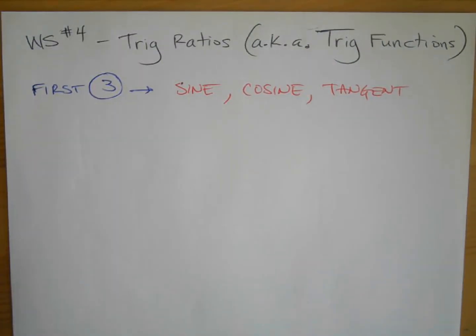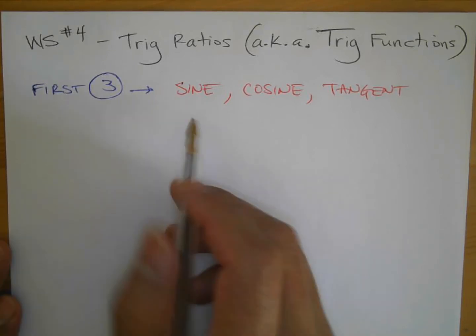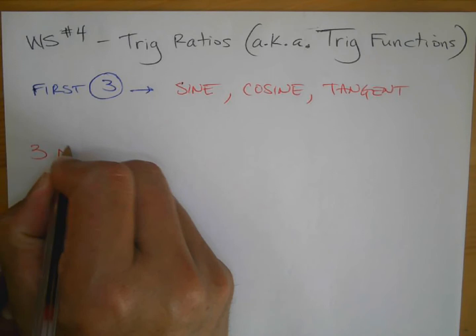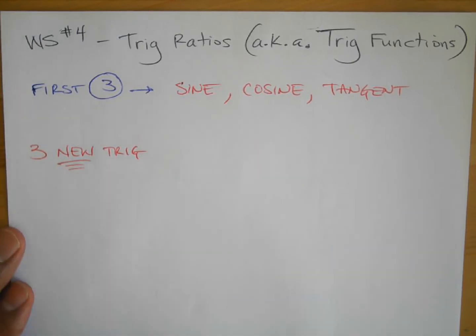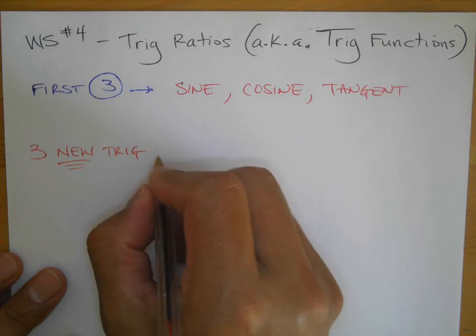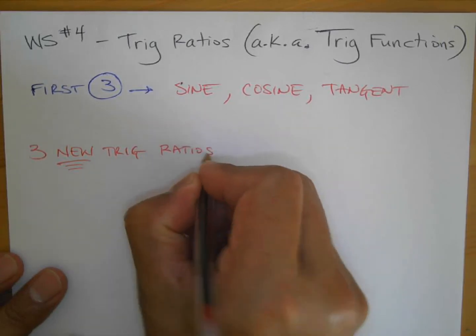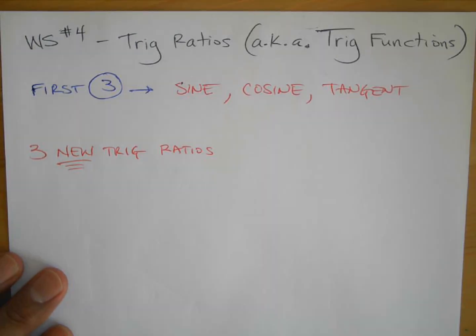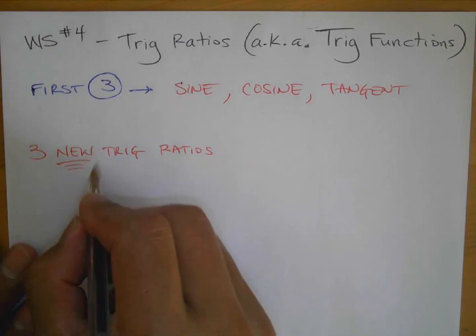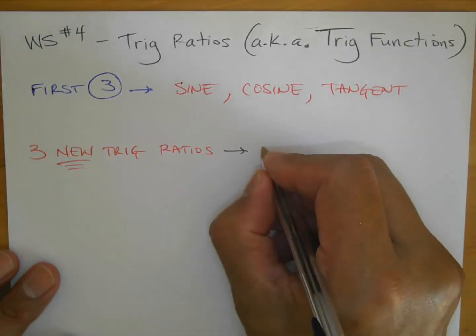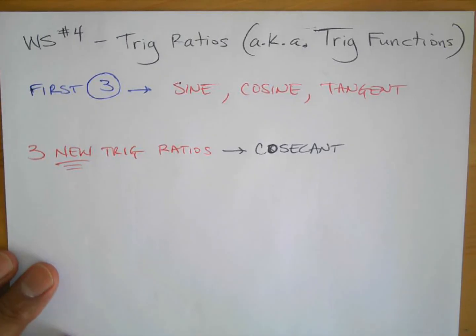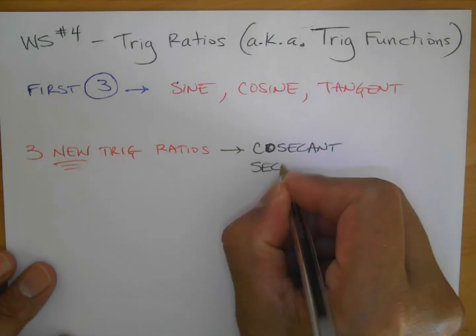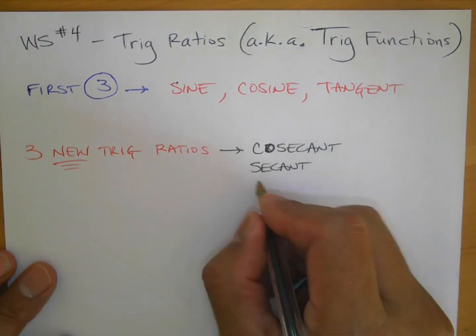Okay, well, there's 3 new ones. There's actually obviously 6 in total. Now there's 3 new ones, and these 3 new trig functions, or these trig ratios, are cosecant, secant, and cotangent.